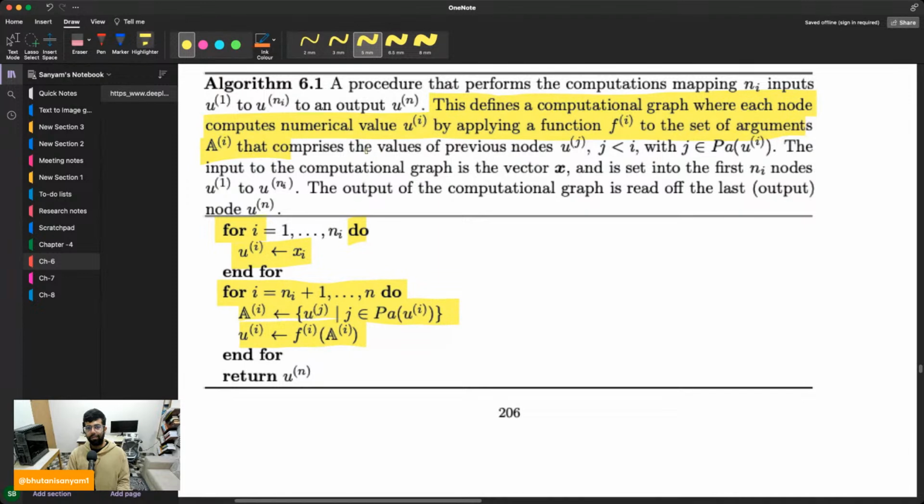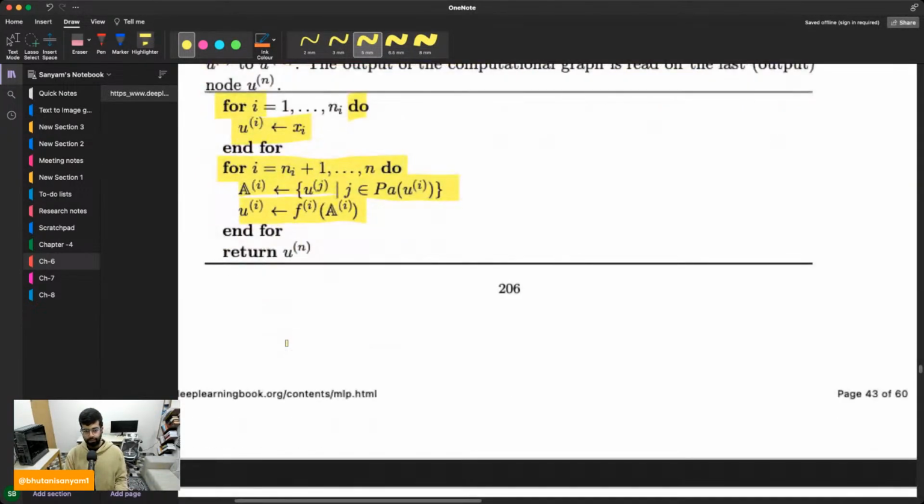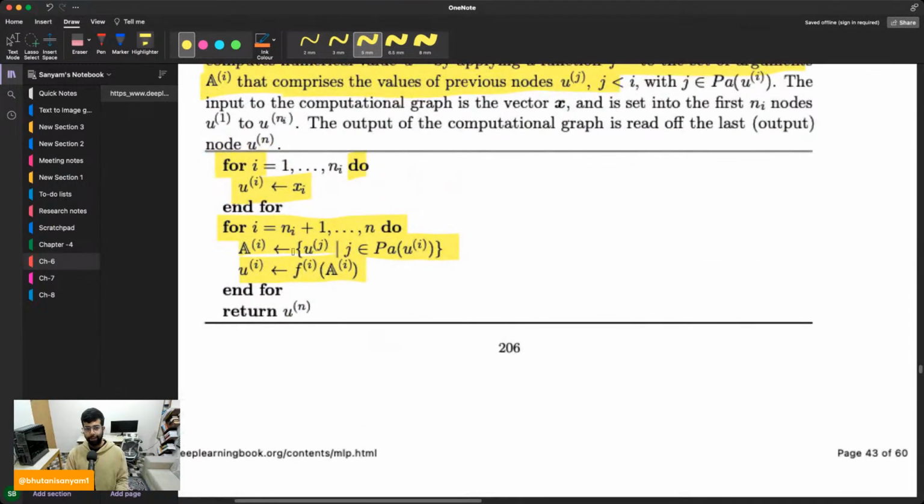is the set of arguments that comprises the values of previous nodes. So then we apply this function to the previous node and store it in u again. So this is how the computational graph output is stored. All of this algorithm is the forward pass. So you're iterating over all of the values, you're storing them in a vector, and then you're basically doing the forward pass. And then you're returning this vector.